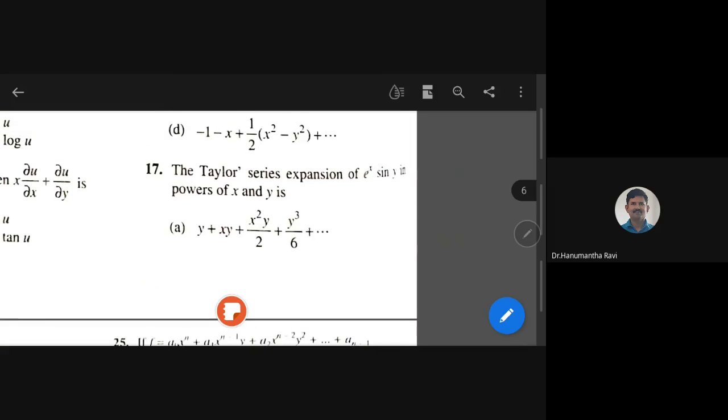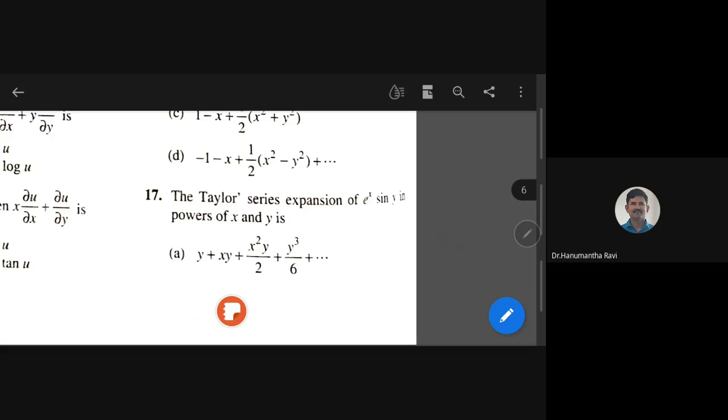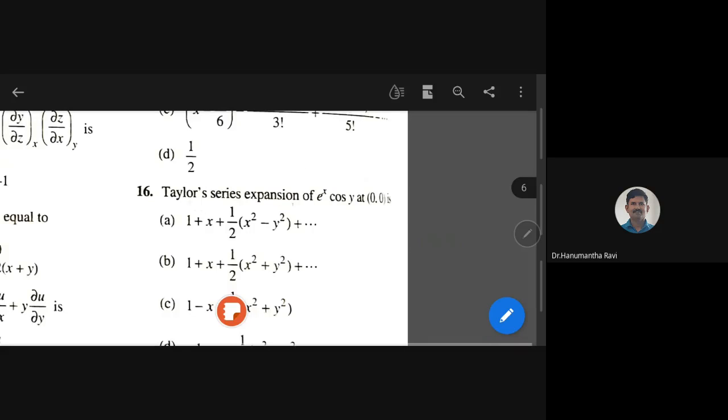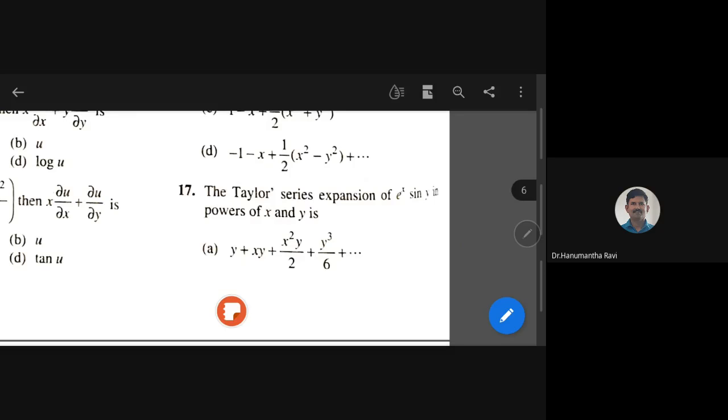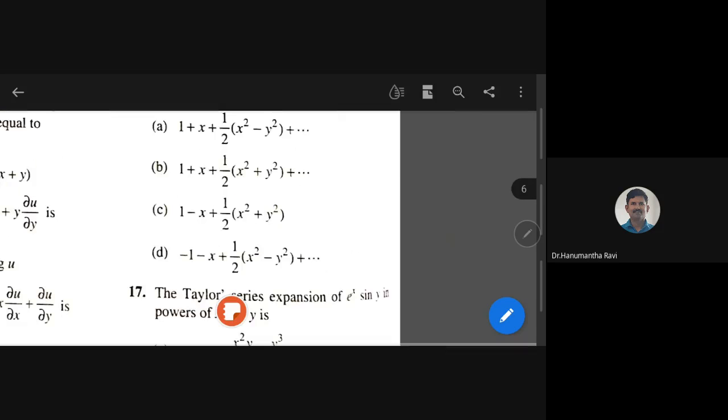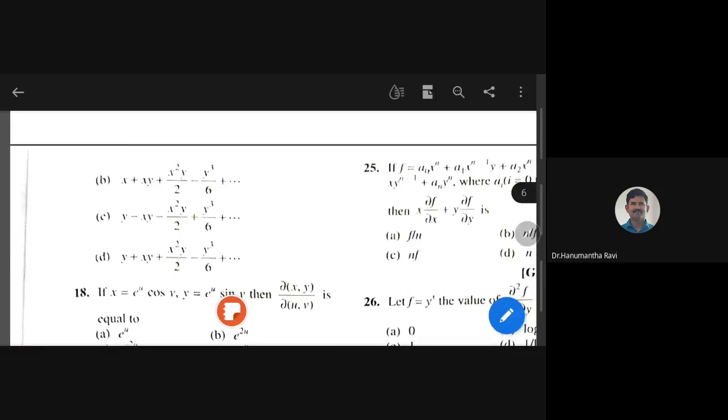Likewise, this is Taylor series for e power x into sin y, in terms of x, y. Same question as this; of course, there they asked about cos y, here they are asking about sin y. In a similar way, we can do it for sin y also.